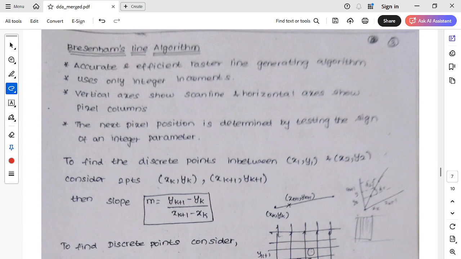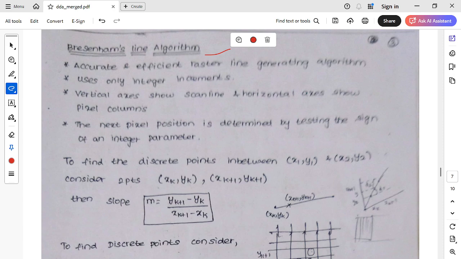So the second algorithm is Bresenham's line drawing algorithm. We have seen the DDA line drawing algorithm, whose main disadvantage is the rounding of the value, and hence you are getting those jaggies. To overcome that particular drawback, we are going for Bresenham's line drawing algorithm.